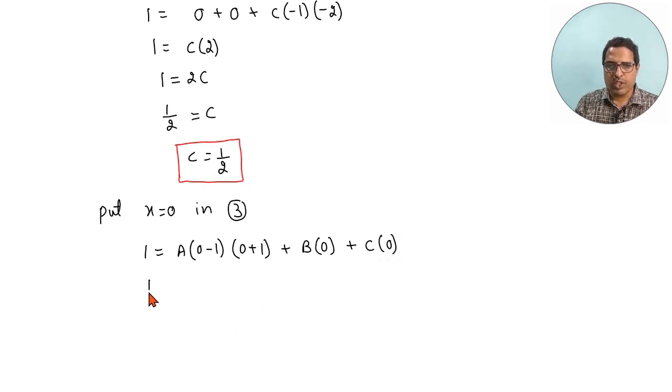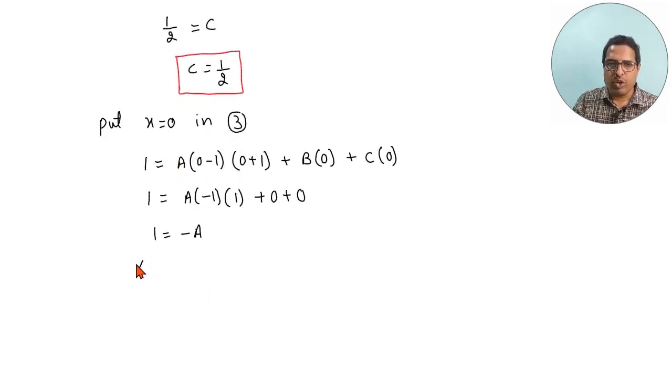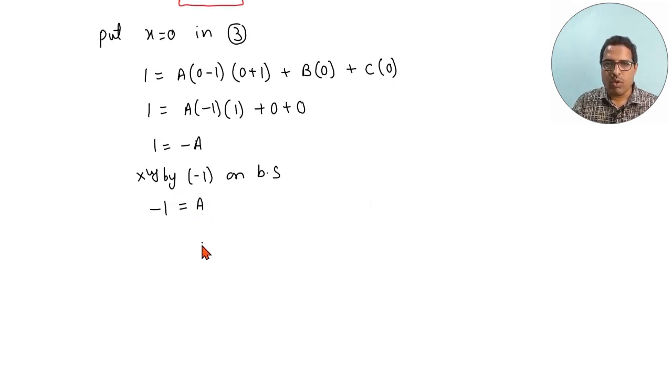Let us simplify this. 1 is equal to a times (0 minus 1), which is just minus 1, times (0 plus 1), which is just 1. The next two terms are 0, so you can ignore those. So 1 is equal to minus 1 times a, which is minus a. If you multiply by minus 1 on both sides, it becomes minus 1, and on the other side minus of minus becomes plus a. Therefore, we have got the value of a to be equal to minus 1.